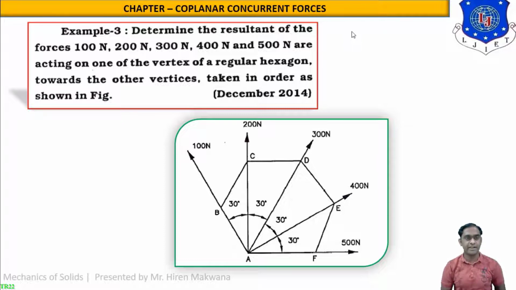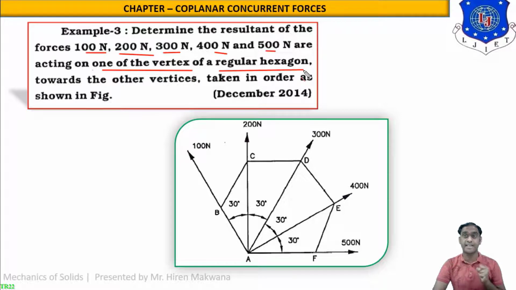What is given in the data, in example 3? Determine the resultant of the forces 100 Newton, 200 Newton, 300 Newton, 400 Newton, 500 Newton. So a total of 5 forces are acting on one of the vertices of a regular hexagon.